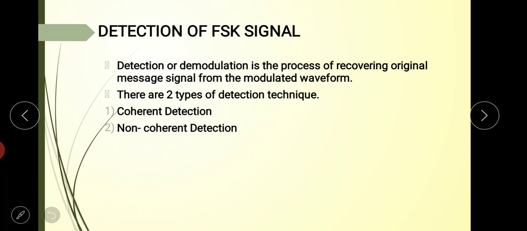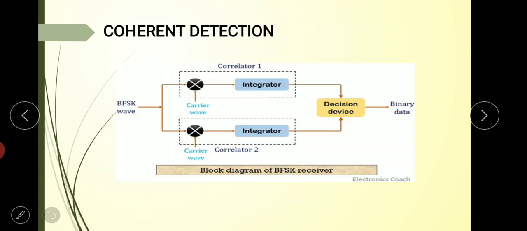Next one is the detection technique. Demodulation means recovering the original signal from the modulated signal, and there are two types of detection technique, that is coherent detection and non-coherent detection. The first one is the coherent detection. As we know, coherent means where synchronization is required. The same carrier signal is used in both transmitter and receiver sections to provide synchronization.